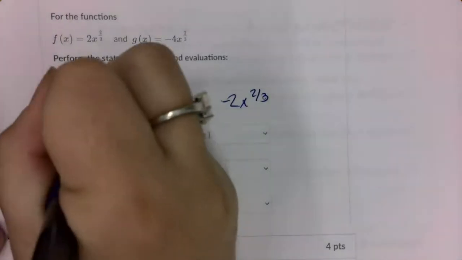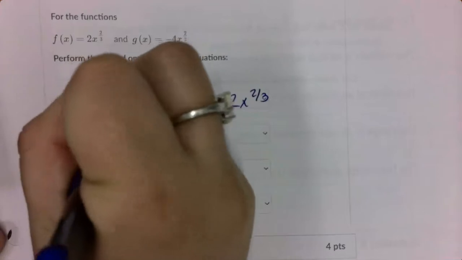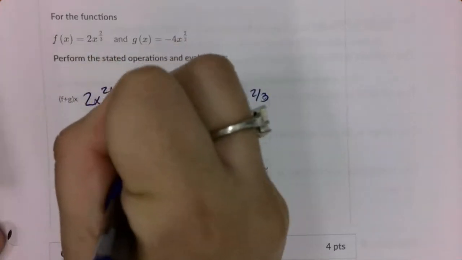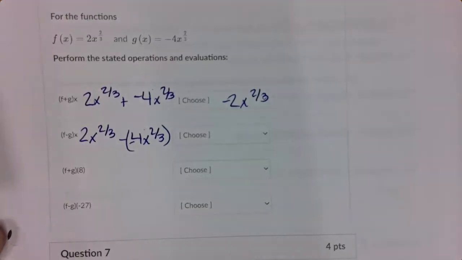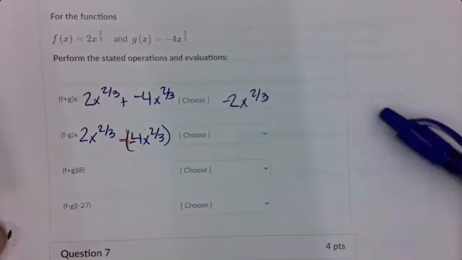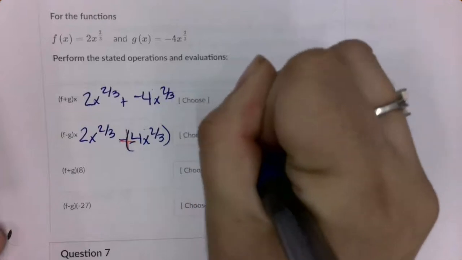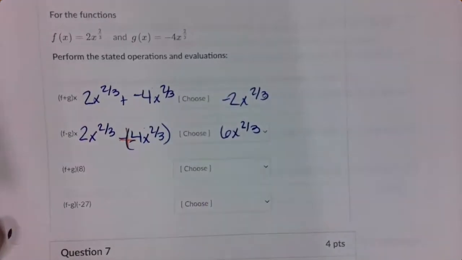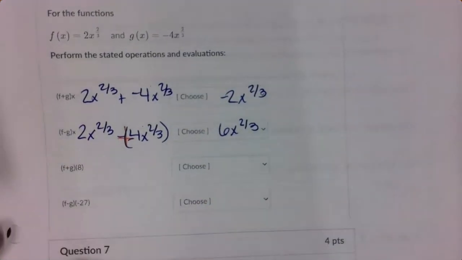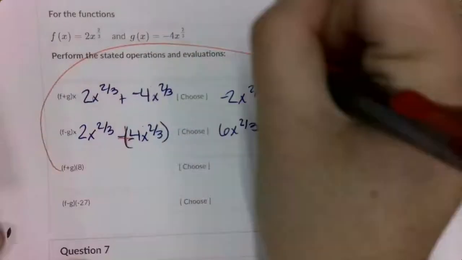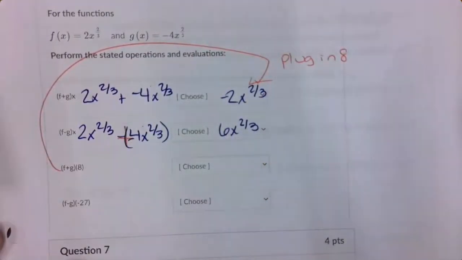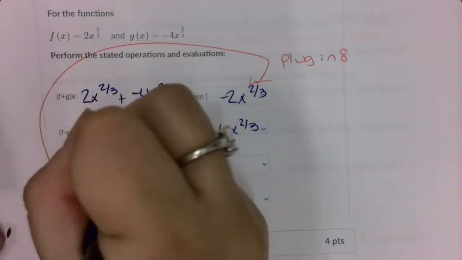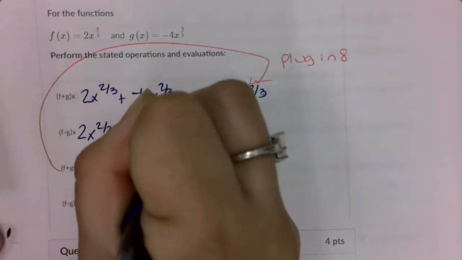The second one is subtracting. So I have 2x to the 2/3 minus negative 4x to the 2/3. So that's the same thing as adding when I have a double negative. So really I have 6x to the 2/3. This one is plugging in 8 for the top equation. So I'm going to have negative 2 times 8 to the 2/3.